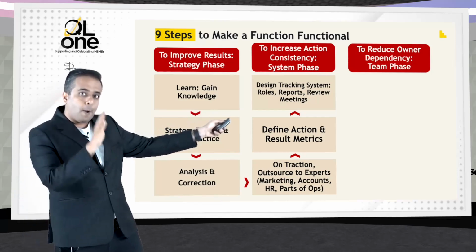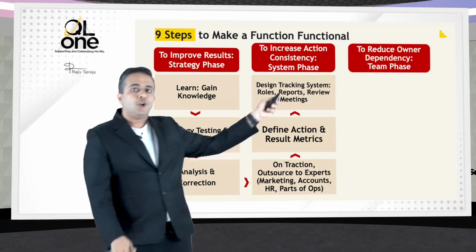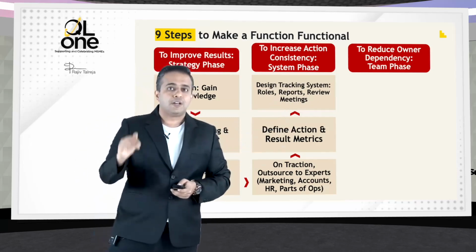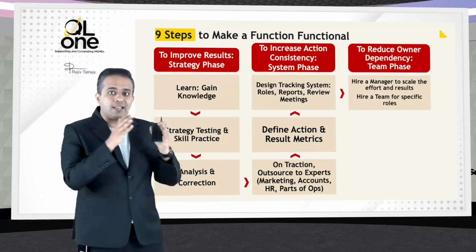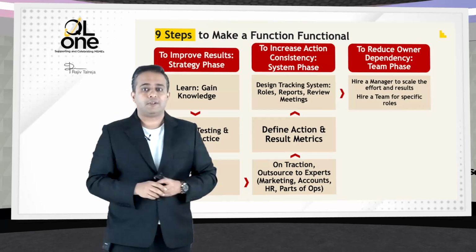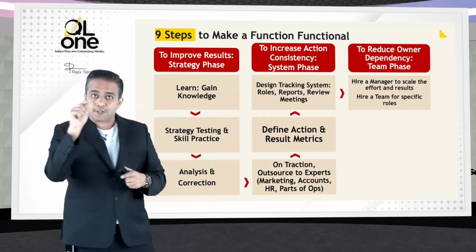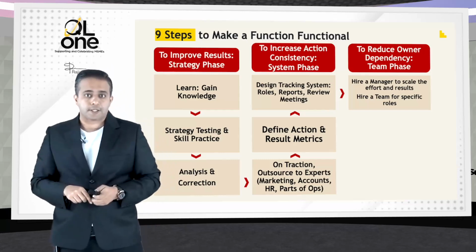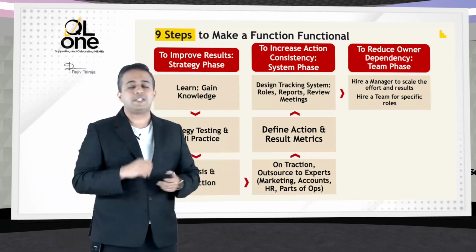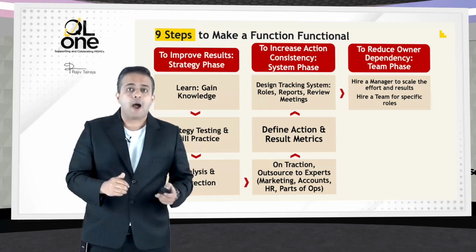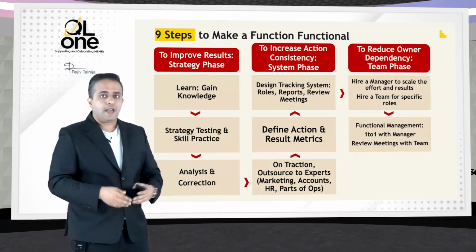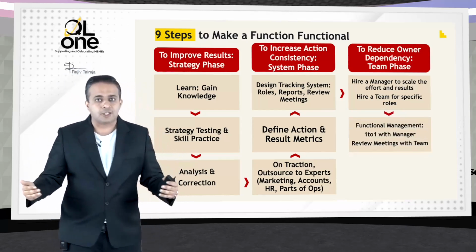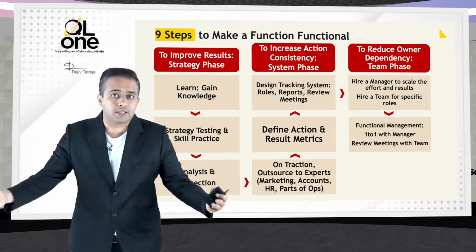Once you've set up a proper tracking mechanism, you go into the team phase to reduce owner dependency, where you start hiring managers to scale the efforts and results of particular activities, and you start hiring team members for specific roles in specific departments. Now, hiring is the first phase in the team phase. And from hiring, then you go into the functional management phase in a function, where business owners do one-to-ones with managers, managers do review meetings with team members.